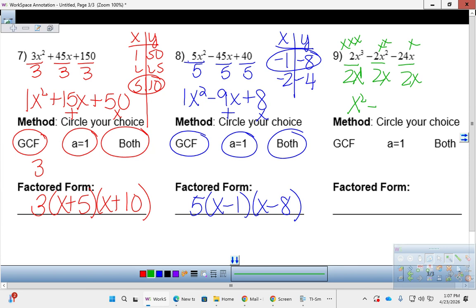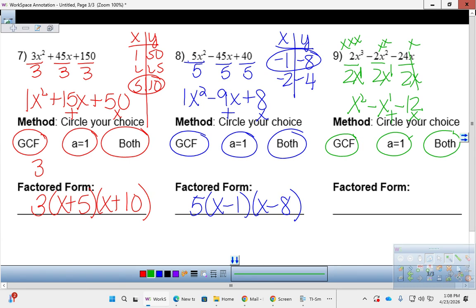2 divided by 2 is negative 1. I'm just not writing the 1. Keep the base, subtract the exponents. 2 minus 1 is 1. 24 divided by 2 is 12, and I'd get x to the 0 because the x's cancel out. So I end up with x squared minus x minus 12, which is a trinomial where a equals 1. So this is both. So now I'm looking for numbers that multiply to negative 12 and add to negative 1.